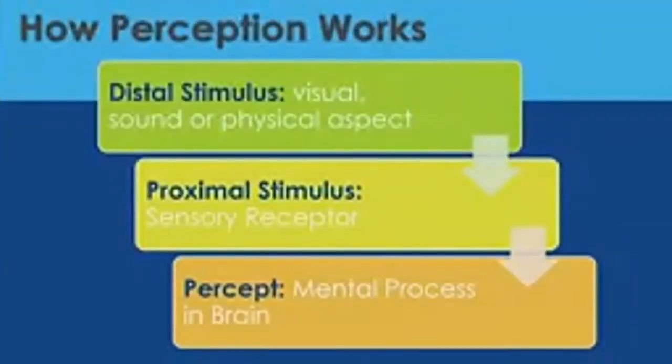How perception really works is there's some kind of distal outside stimulus, whether it be visual, sound, or physical. And then our sensory receptors will receive it. And then our brain's going to make a mental representation of that and be able to interpret it so we can act upon it.